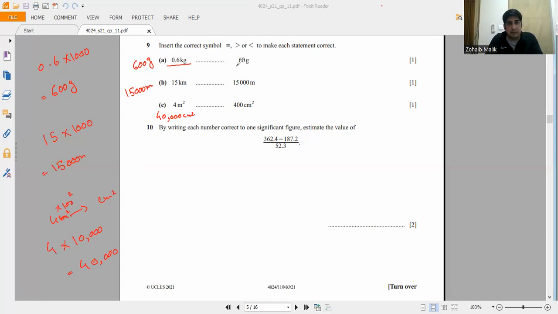So 600 gram is greater than 60 gram. 15,000 meter equal to 15,000 meter. And this is 40,000 centimeter squares are definitely greater than this one. So, okay. The next question is, by writing each number correct to one significant figure, estimate the value of this one.